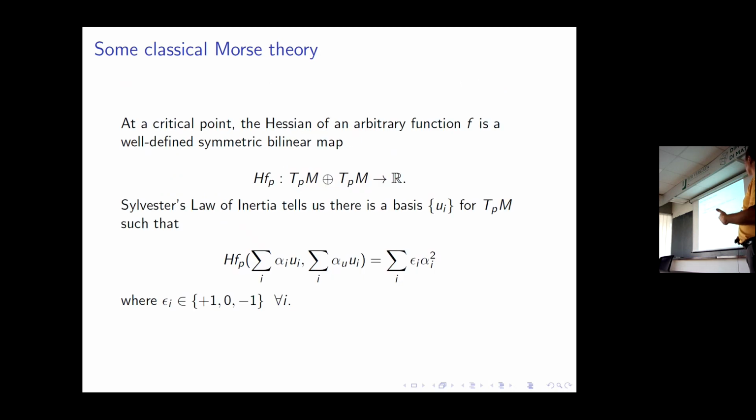Another way of talking about critical points is by looking at the Hessian. The Hessian is the second derivative of a function. You can think of it as a symmetric bilinear function from two copies of the tangent space to the real numbers. And I should have said, if you replace the Hessian with any symmetric bilinear function, Sylvester's law of inertia tells you there is a coordinate system in which it looks like this quadratic function, where the coefficients of the quadratic function are these epsilon i's that can be +1, -1, or 0. So it certainly applies to Hessians.